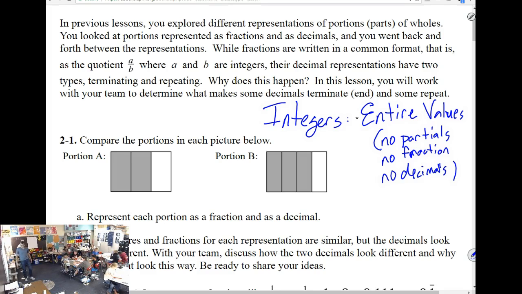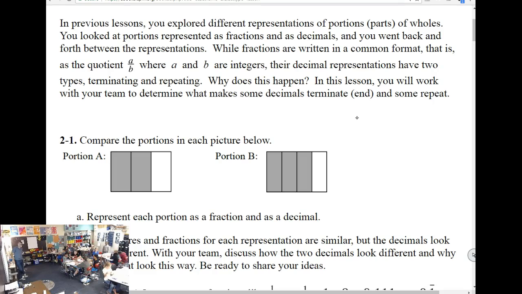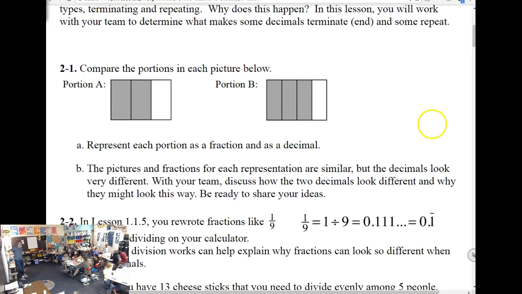All right, Aiden, you want to continue? Sure. When we make fractions, they are integers. Their decimal representations have two types, terminating and repeating. Why does this happen? In this lesson, you will work with your team and determine what makes some decimals terminate and some repeat. Thank you very much.